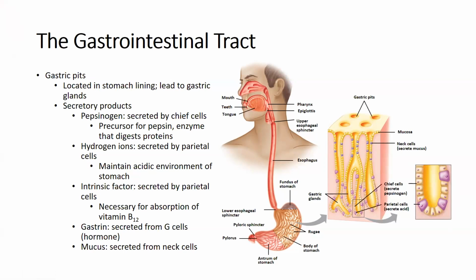The hydrogen ions that are secreted by parietal cells make the hydrochloric acid in the stomach, which helps with digesting food. These maintain an acidic environment in the stomach.